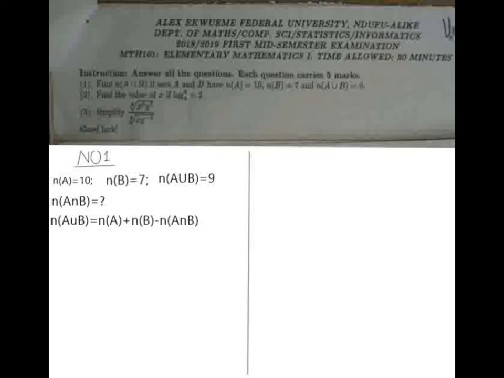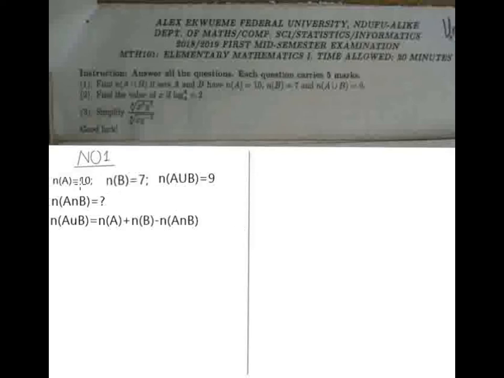But first of all, let's write out the parameters we have here. We have A to be equal to 10 and our B is 7. A union B is 9. A intersection B is not known. So let's apply the formula for cardinality of set. The formula is A union B is equals to set of A plus set of B minus A intersection B.